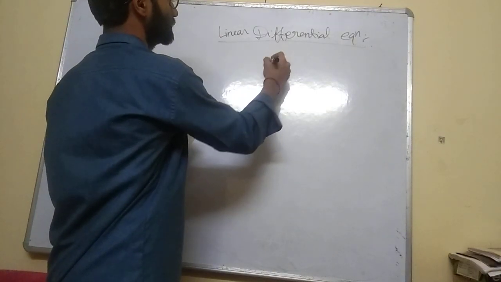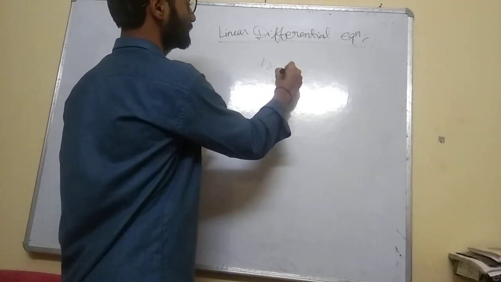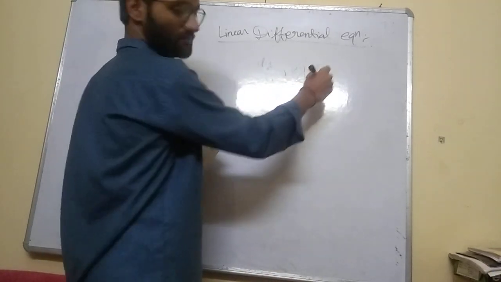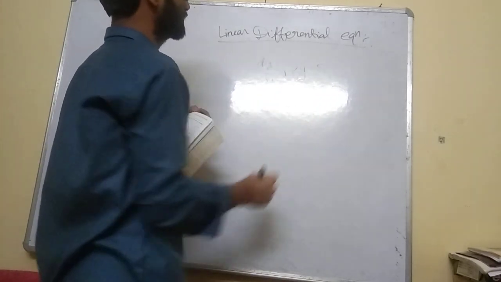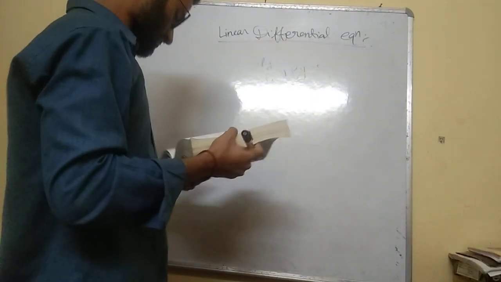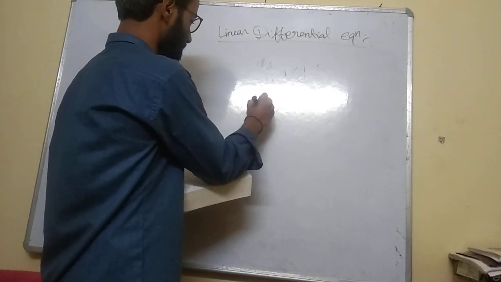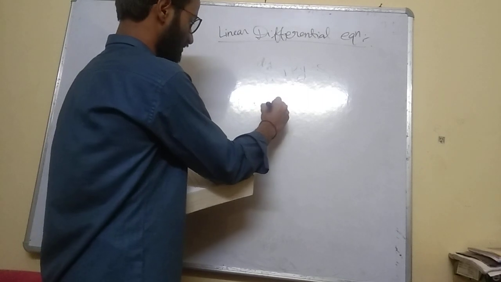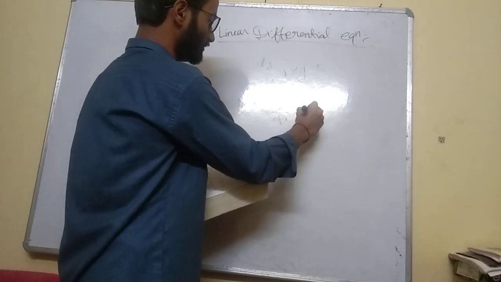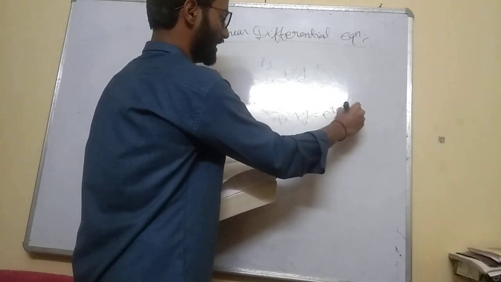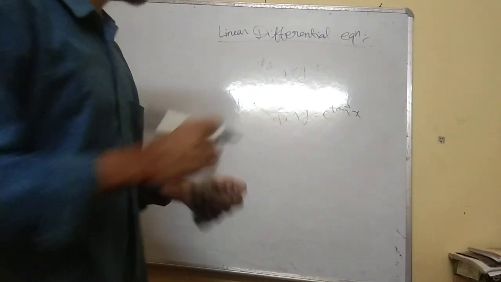Mainly the question will be in the form of dy by dx plus Py is equal to Q, where P and Q are functions of x. I am taking one example. The example is (1 plus x square) dy by dx plus y is equal to e to the power tan inverse x. So this is a problem and we have to solve it.